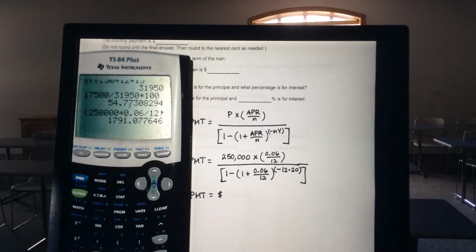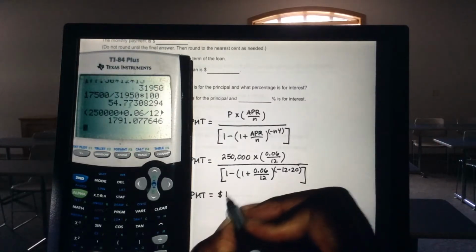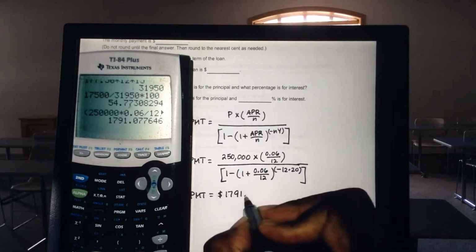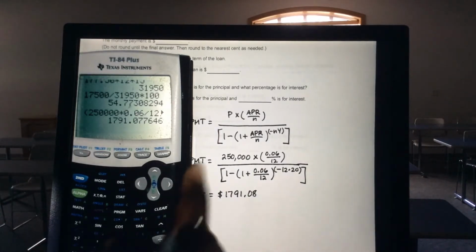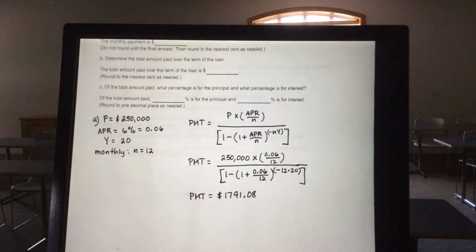Now we round to 2 decimal places since we're rounding to the nearest cent. It will be $1,791.08. So the monthly payment will be $1,791.08. That will be the answer to part A.